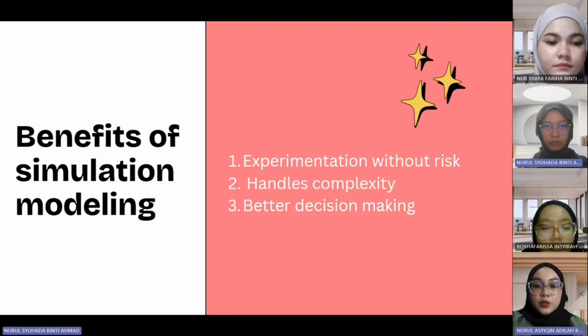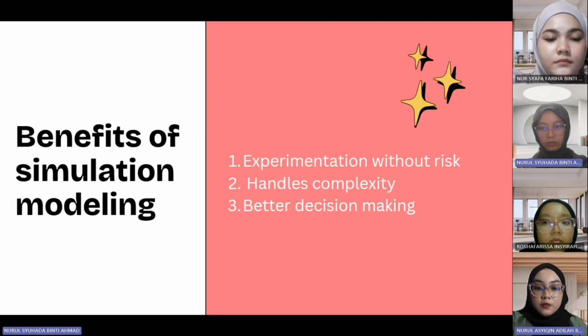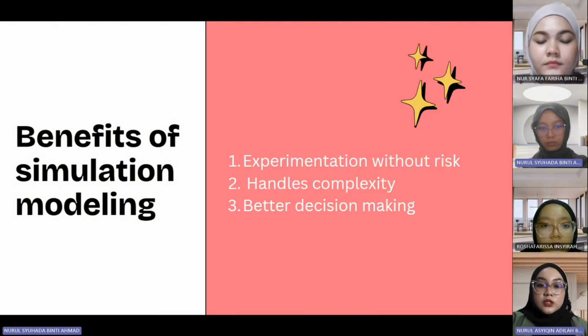So by simulating various scenarios, business can assess the impact of decision before the implementation, which enable them more informed and confident choices. Now let's proceed with the question 1.